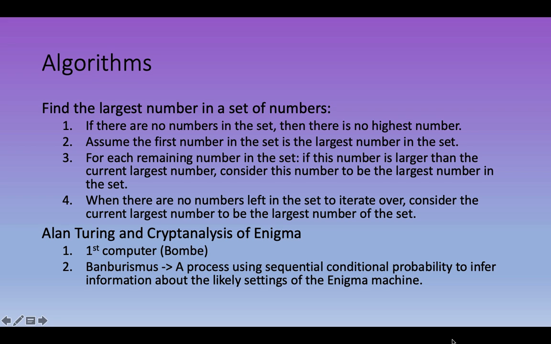And then for every other remaining number in that set, if it's larger than our current number, then we're going to consider that one to be the largest number. And we're just going to keep on going until there are no numbers left in our set. We're going to keep on iterating or repeating this process. And at the end of it, we would have found the largest number of the set.